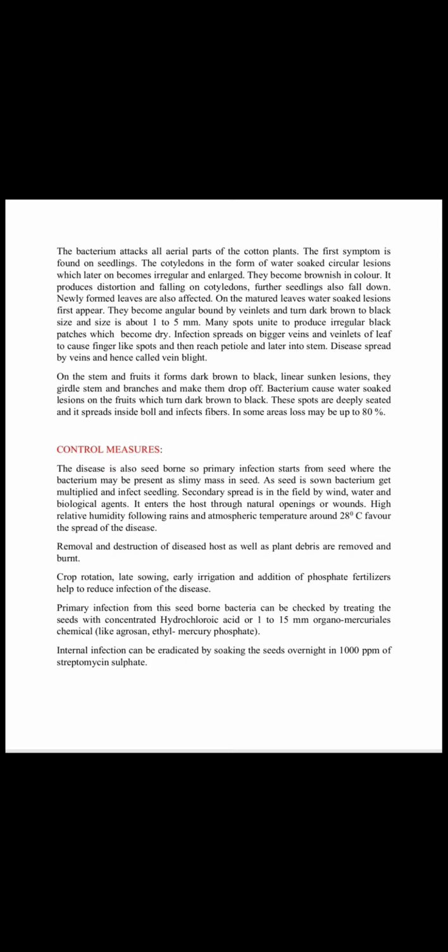On the stem and fruit, it forms dark brown to black sunken lesions. These bacteria girdle the stem and the branches and make them drop off. These spots are deeply seated and spread inside the boll and infect the fibers. In some areas, the loss may be up to 80%. As I said, this disease spreads to the cotton bolls and the cotton fiber also, hence in some areas it causes up to 80% loss.